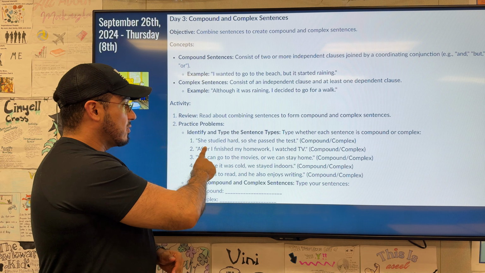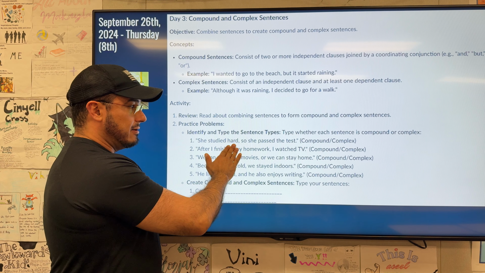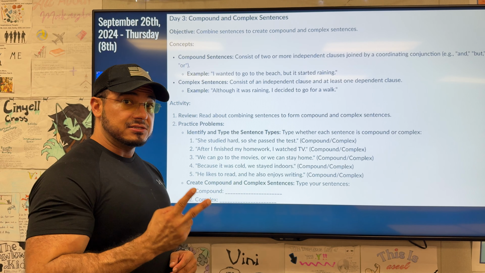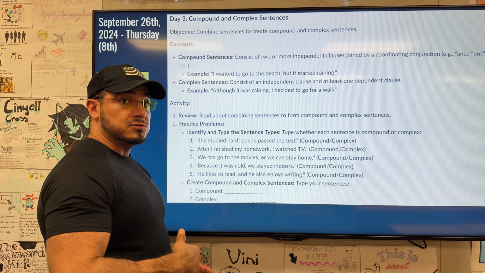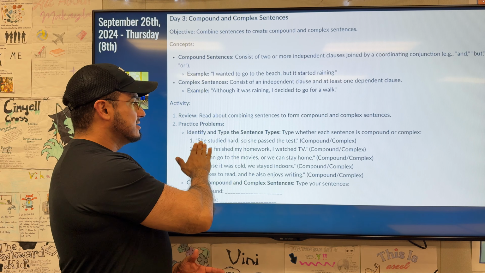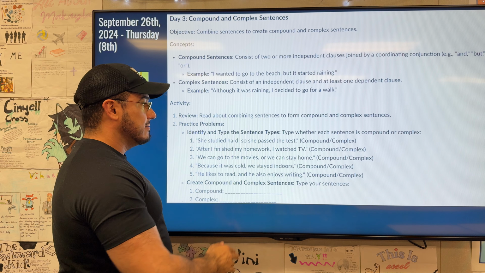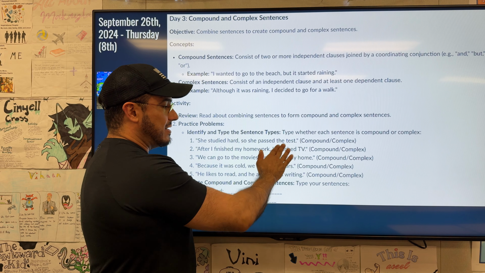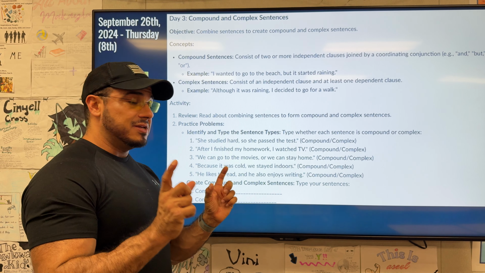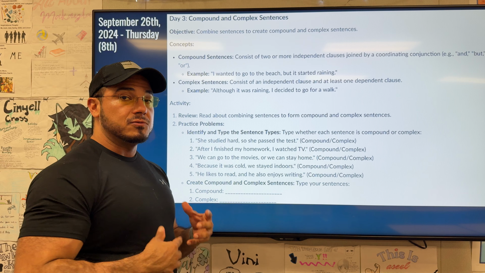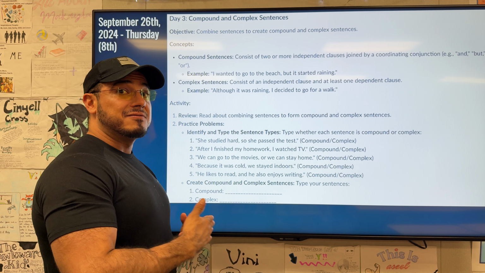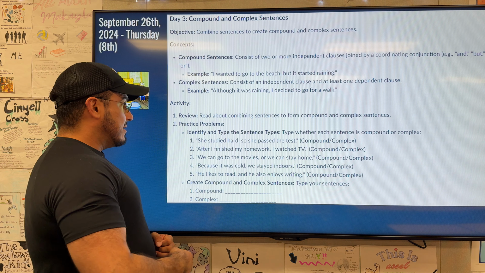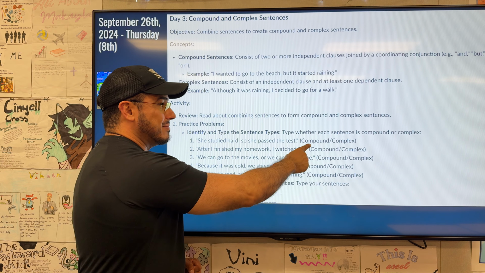All right, for sentence number 1, we have, she studied hard, so she passed the test. Now, I do see 2 clauses here. She studied hard, which we would classify as independent, subject, verb, and modifier. Then we have, she passed the test, subject, verb, object. Both clauses are independent, joined using so, which is a coordinating conjunction, part of the FANBOYS, which is the acronym I mentioned earlier. All right. So that makes it a compound sentence.